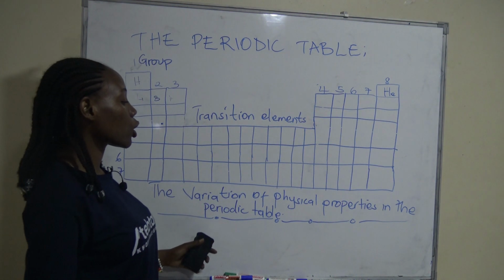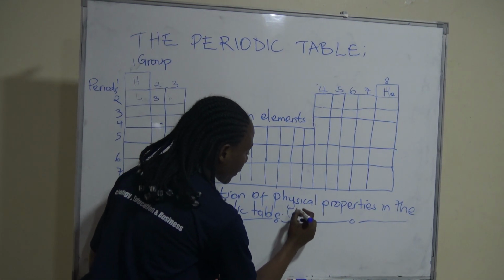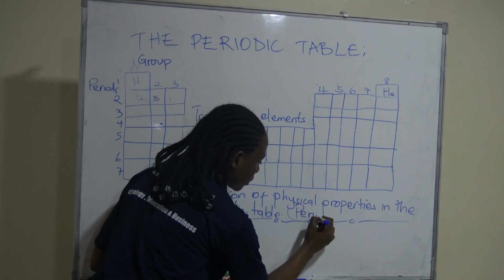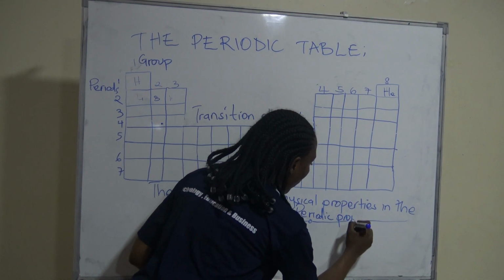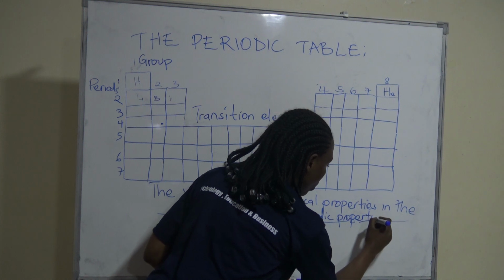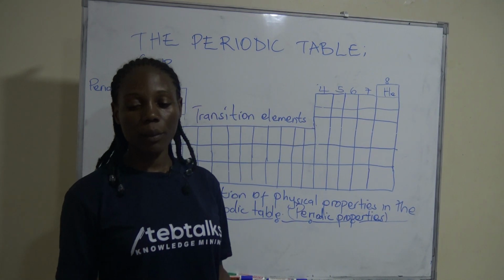these ones in short, we would call them the periodic properties. The periodic properties. What the periodic table owns.